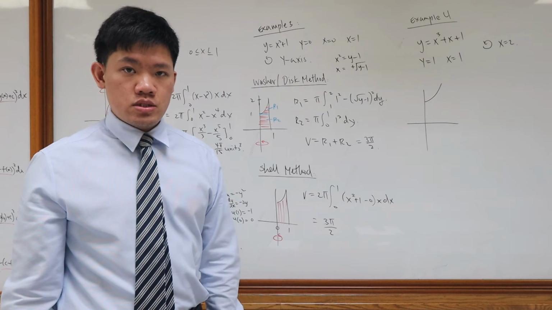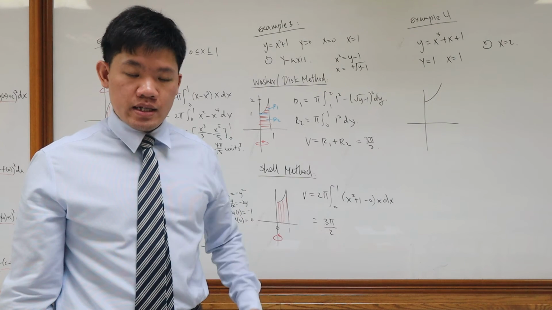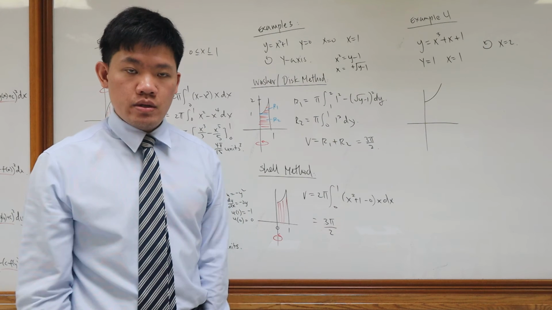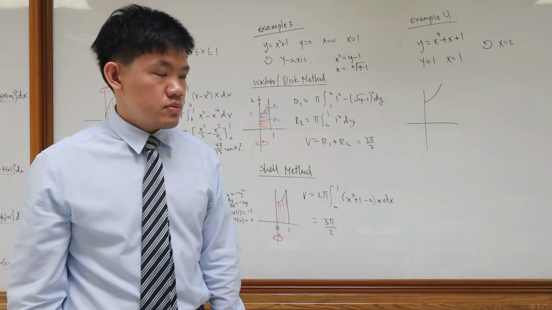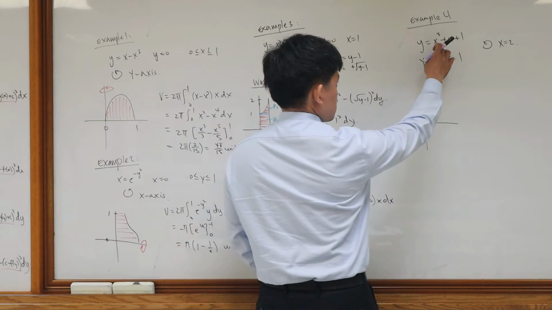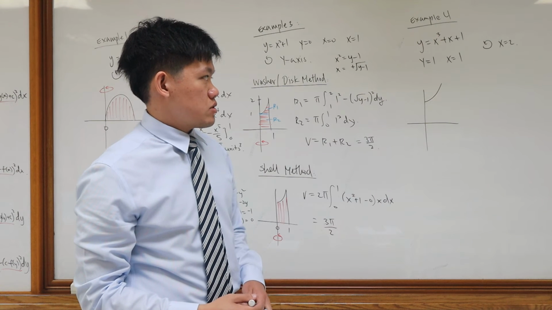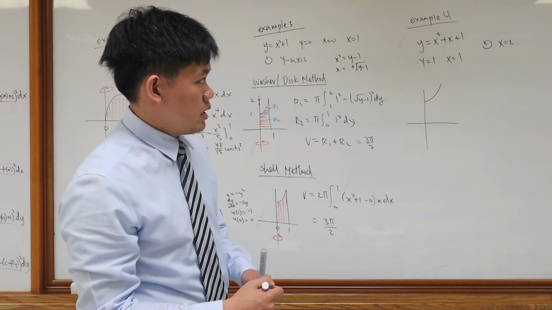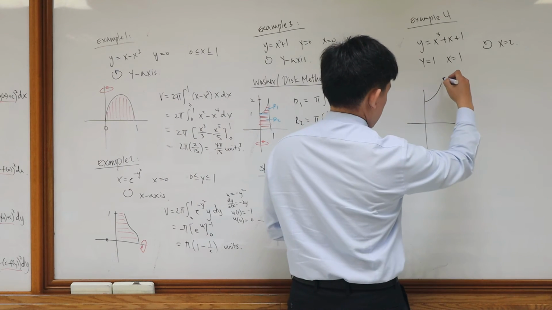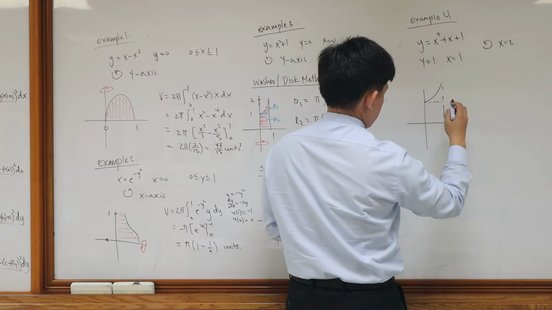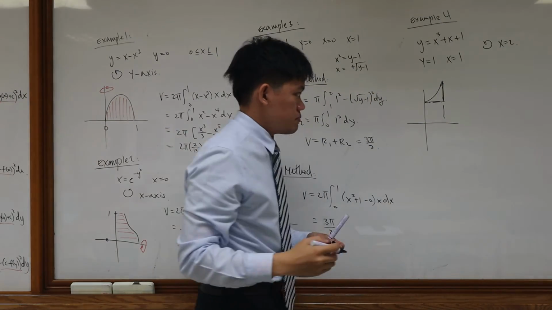Shell is necessary if you cannot get y by itself, or get x by itself, depending on the situation. If you can't isolate it, then you have to do the shell method. So in this case, I have this given function x cubed plus x plus 1, bounded by y equals 1 and x equals 1, and then rotated around x equals 2. So I'm bounded here by 1. This is the region of interest, this triangle looking thing.